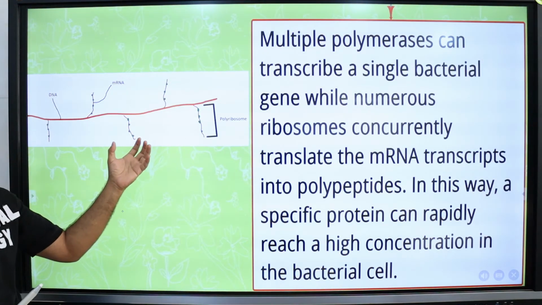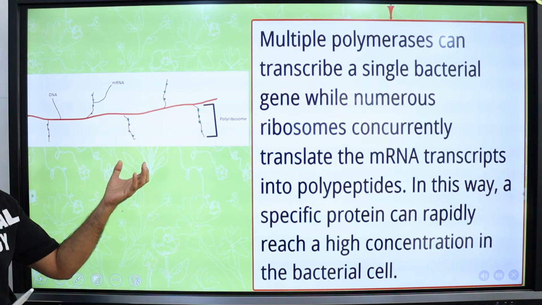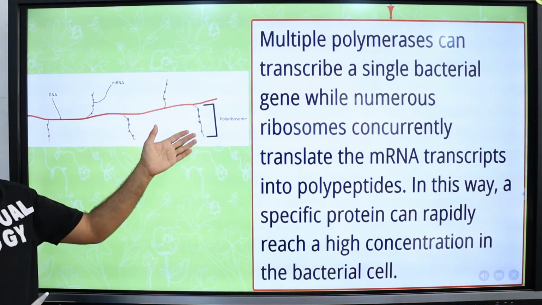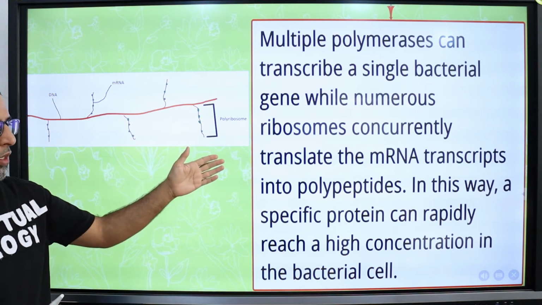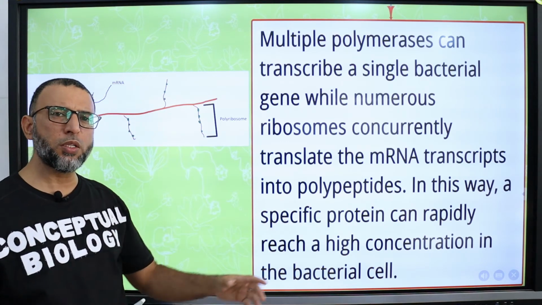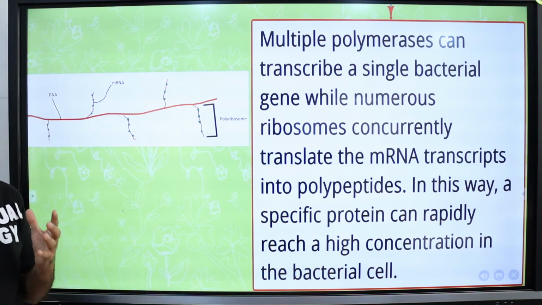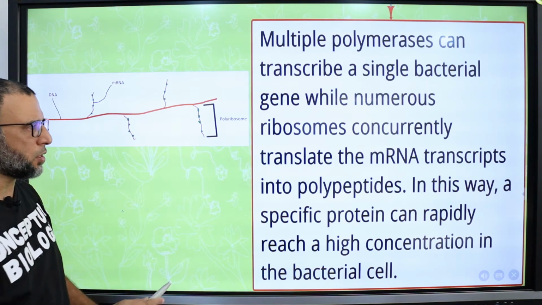Multiple polymerases can transcribe a single bacterial gene, while numerous ribosomes translate the messenger RNA into polypeptides. In this way, specific proteins can rapidly reach a high concentration in the bacterial cell.